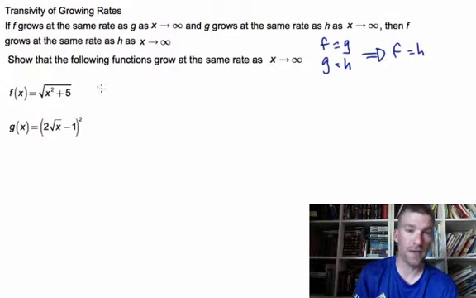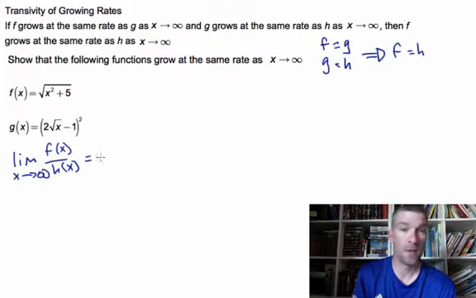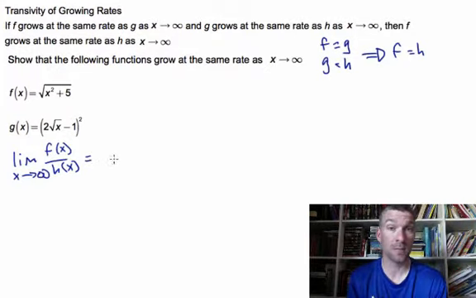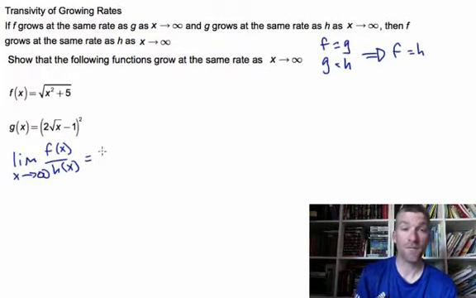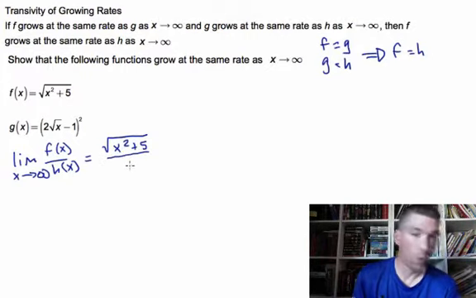So with f of x, we're going to start with this guy. We're going to look at the limit of f of x over h of x as x goes to infinity. And remember, if they grow at the same rate, then we're going to get a specific number limit. F of x in this case is the square root of x squared plus 5. But what value of h would work in this case?